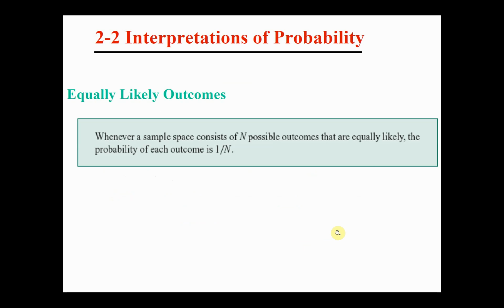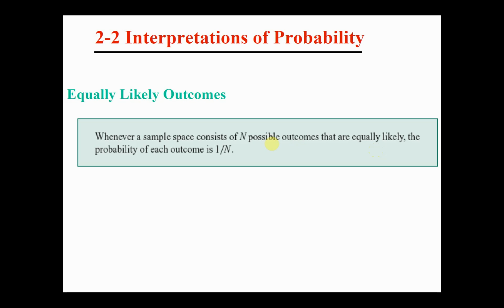Now let's go straight to business and start with the simplest case. If we have a sample space that consists of n possible outcomes that are all equally likely, we know in advance, from the nature of the random experiment, that all outcomes in our sample space have the same probability.